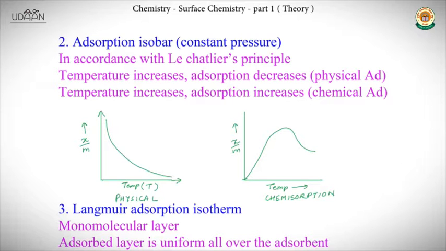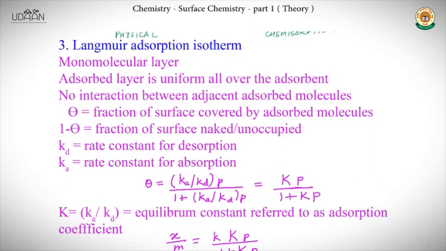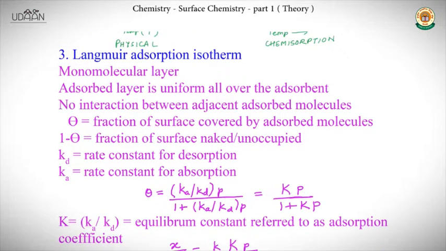Now we come to another very important concept in surface chemistry called the Langmuir adsorption isotherm. It's an isotherm, so the temperature is constant. Now, there are a few important assumptions in this. One is a monomolecular layer. Adsorption takes place in a monomolecular layer. That means once a layer of molecules is formed, there's only one layer. That is the assumption.